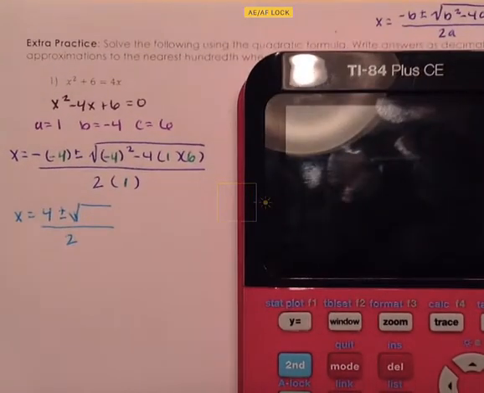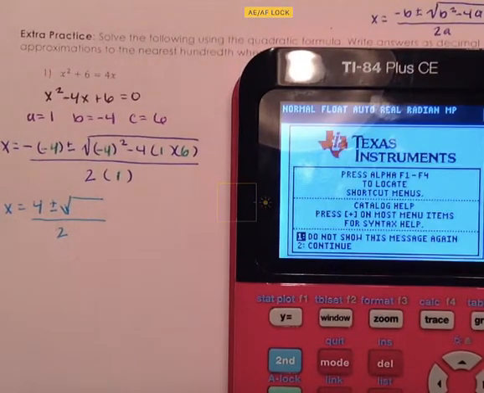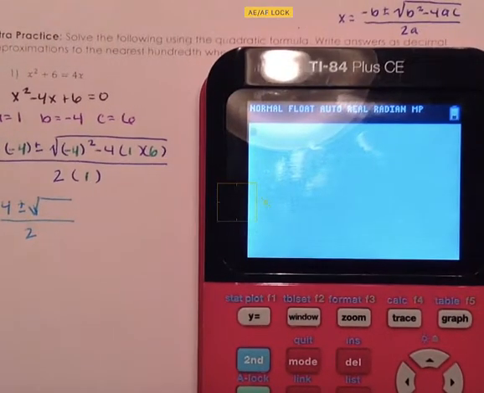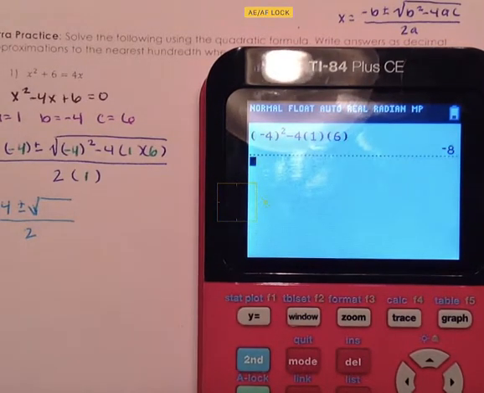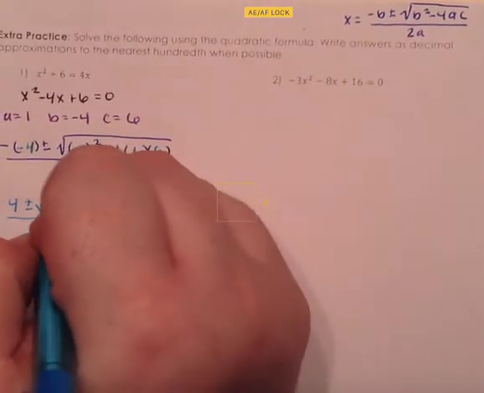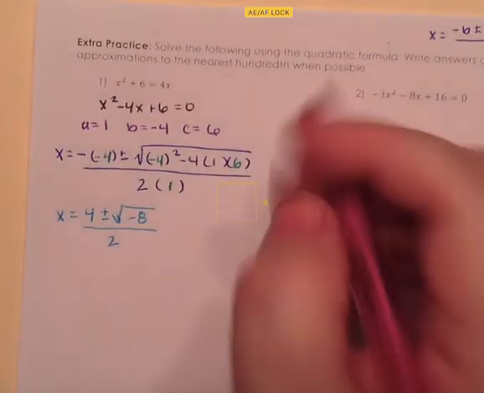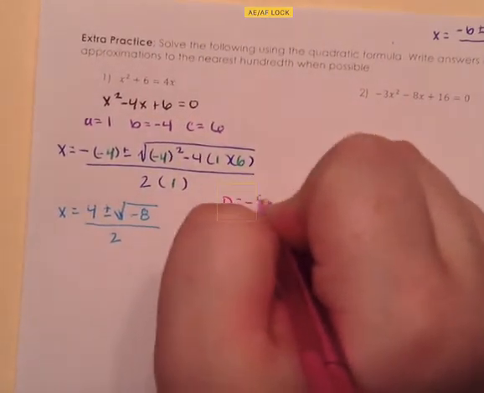This again is called the discriminant. It tells you how many and what types of solutions we're going to have. So I'm not going to use the square root symbol. I'm just using parentheses. Negative 4 parentheses squared minus 4 parentheses 1 close parentheses 6 close parentheses. I press enter. I get a negative 8. So inside the radical I put a negative 8. Now what that tells me, that is our discriminant. So discriminant equals negative 8.